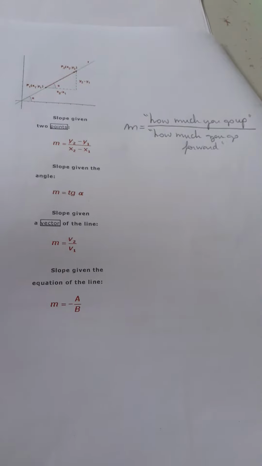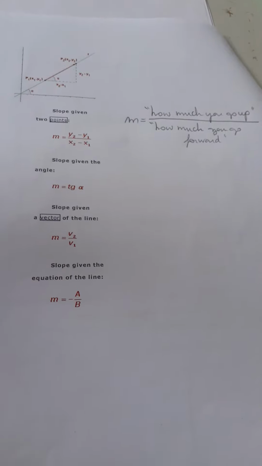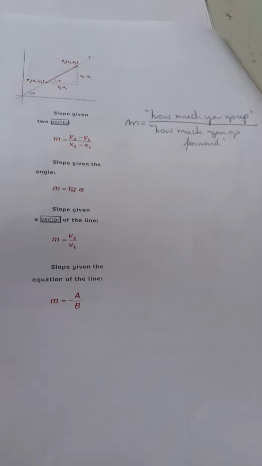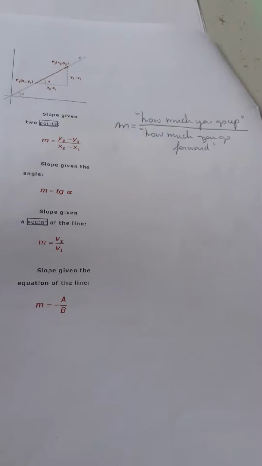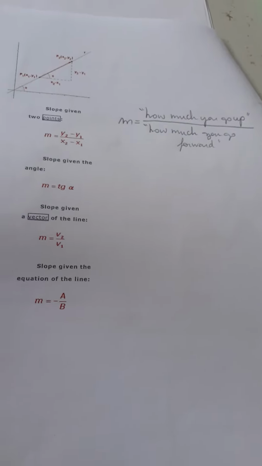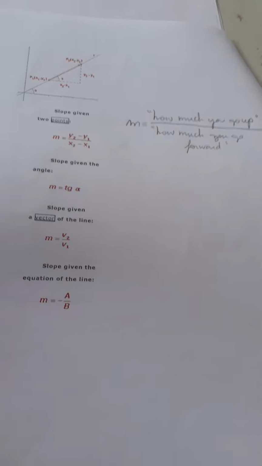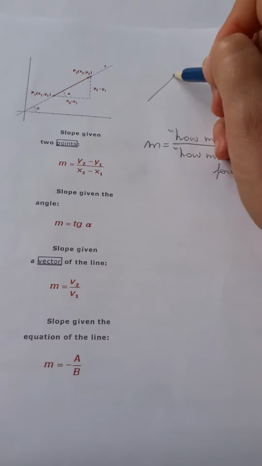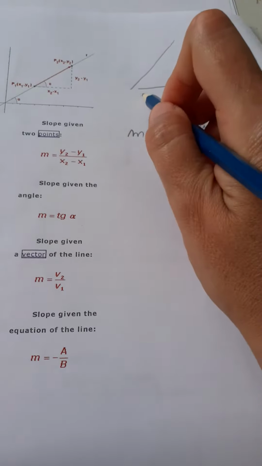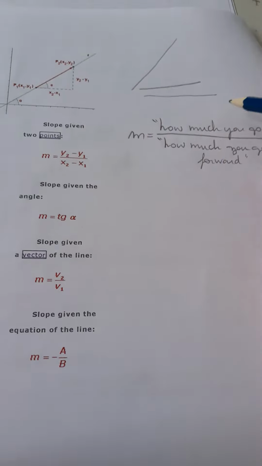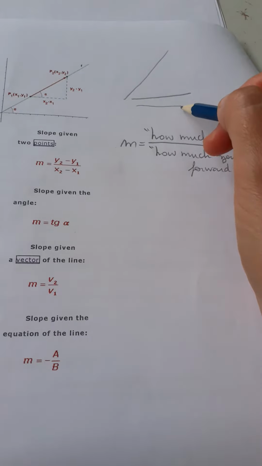Hello, now let's talk about slope again, because we have talked about slope several times during this course, all right? So remember that the slope is the inclination of a line. And so this slope would be greater than this slope. And this slope, if it is the horizontal line, would be 0.